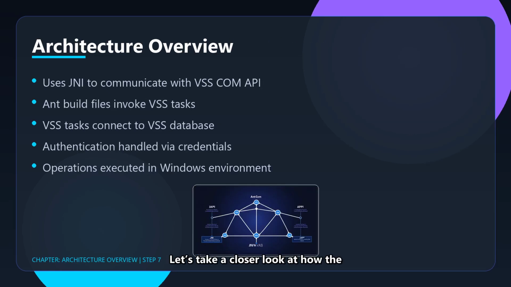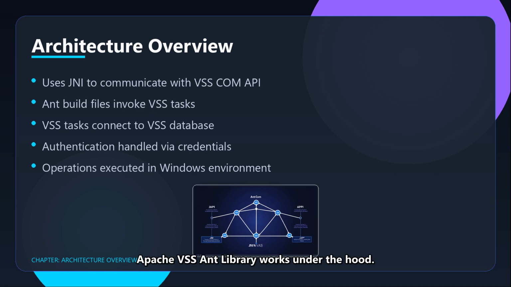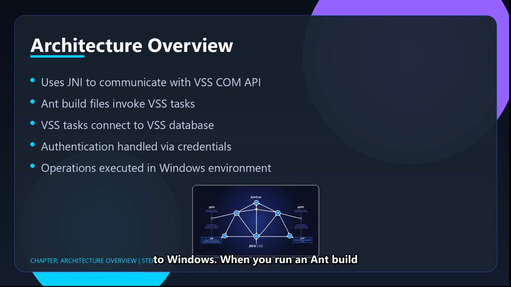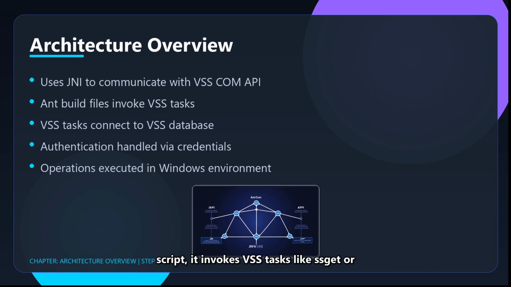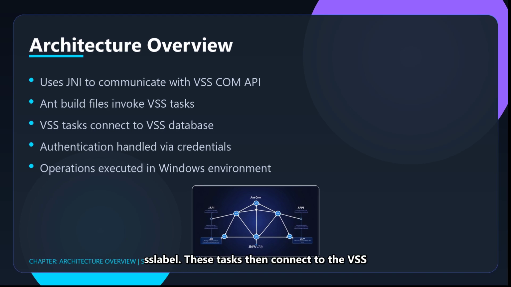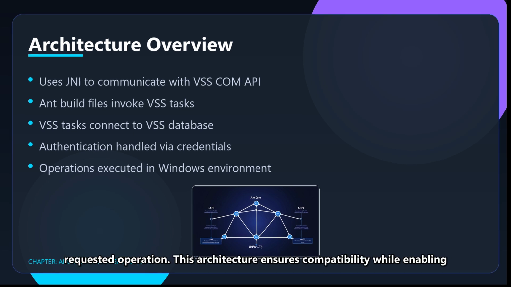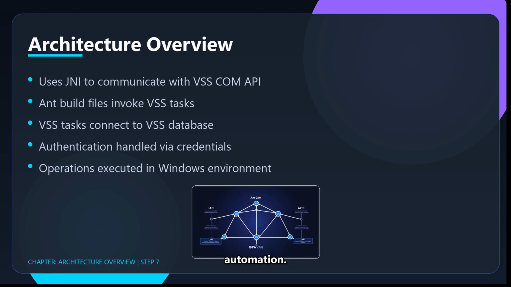Let's take a closer look at how the Apache VSS Ant library works under the hood. It uses Java Native Interface, JNI, to communicate with the VSS COM API, which is native to Windows. When you run an Ant build script, it invokes VSS tasks like ssget or sslabel. These tasks then connect to the VSS database, authenticate using provided credentials, and execute the requested operation. This architecture ensures compatibility while enabling automation.